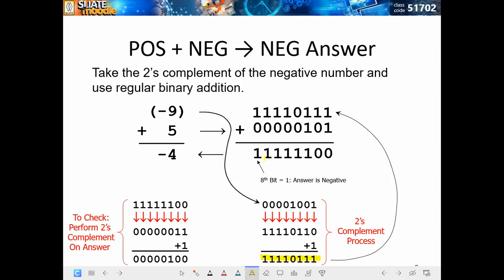Right? If the 8 bit of the answer is 1, the answer is negative; if the 8 bit is 0, the answer is positive. If you want to check the 2's complement on the answer, right, you get -4. This is a 2's complement value here.